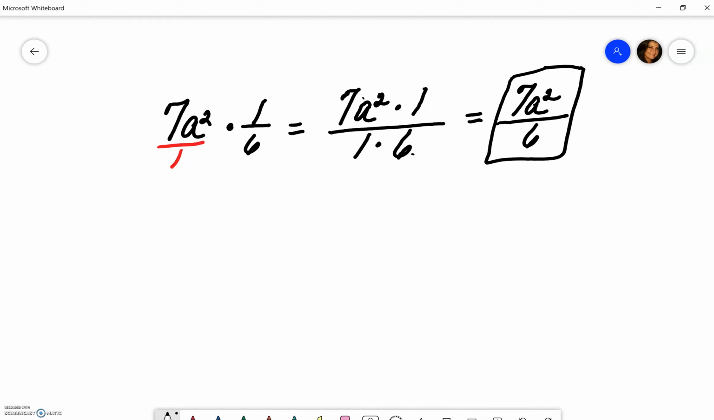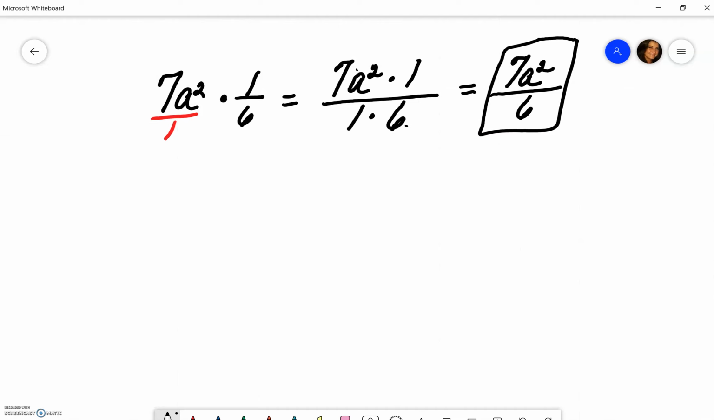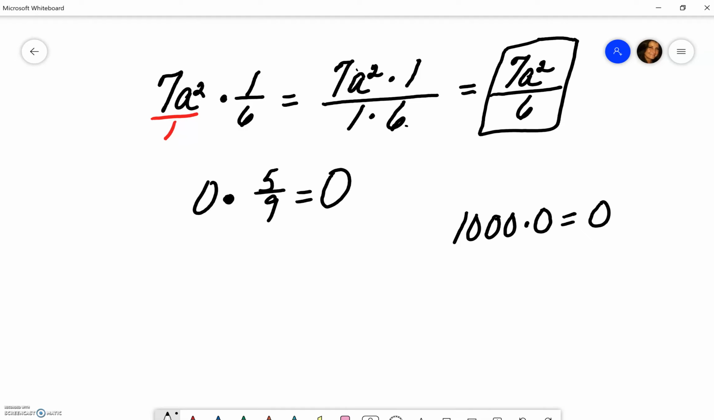Now number 6 is 0 times 5 over 9. I don't care what kind of fraction you have. Whenever it's multiplied by 0, the answer is always 0. Even if you have 1,000 times 0, it's still just 0.